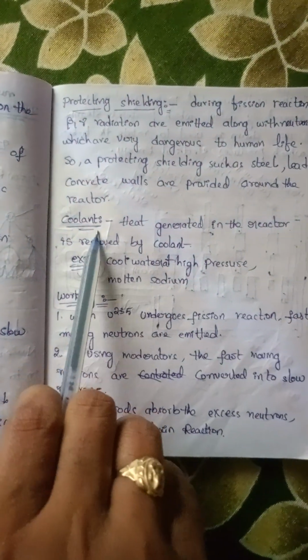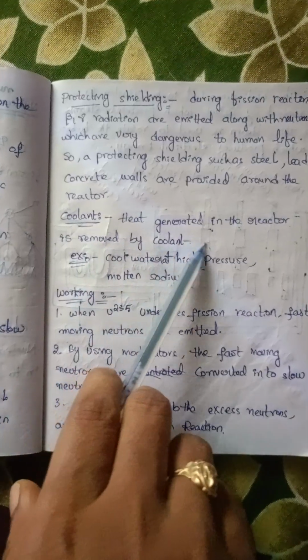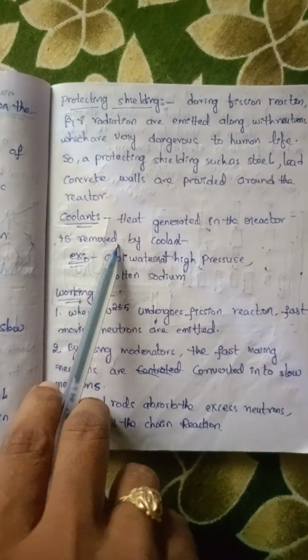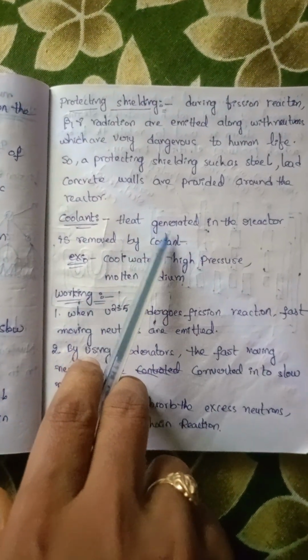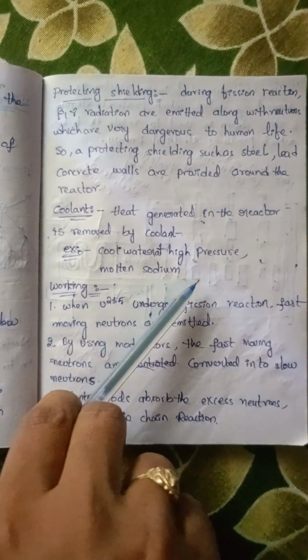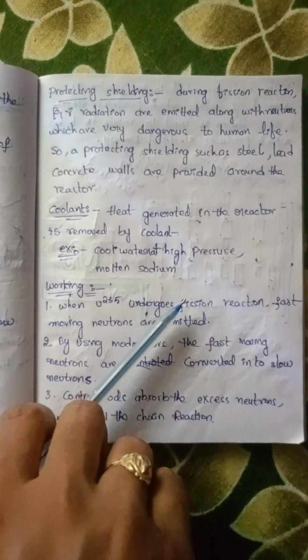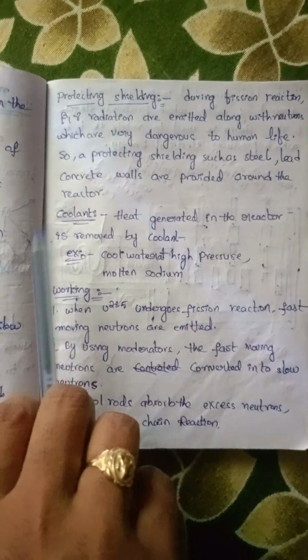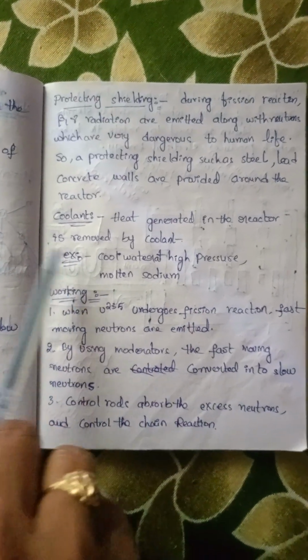Next, coolant. What is coolant? Heat generated in the reactor is removed by coolant. Examples: cool water at high pressure and molten sodium are used as coolant.